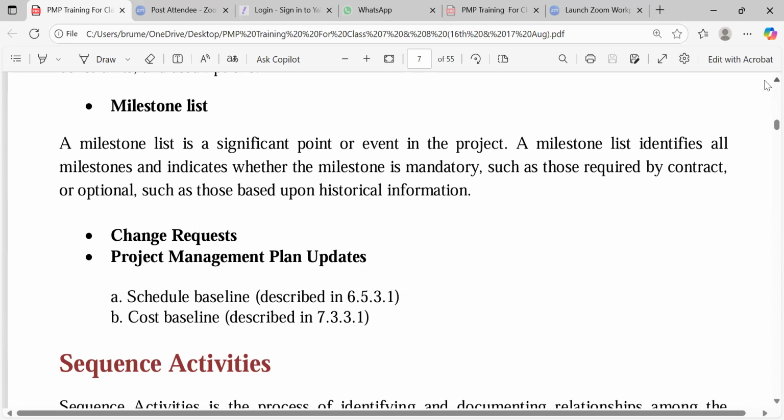The schedule baseline is out. We have a schedule baseline now out. Because of that, the cost baseline too will be updated. New work is new money. Additional work is additional money. Reduced work is reduced money. That's why the cost baseline also is required to be updated.